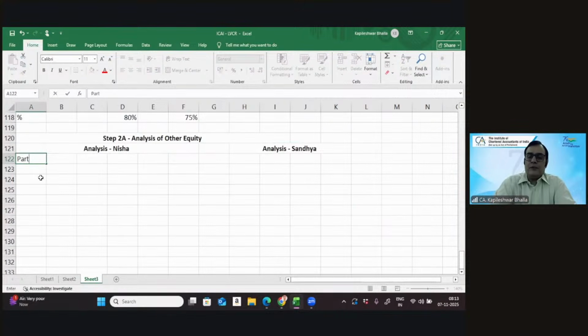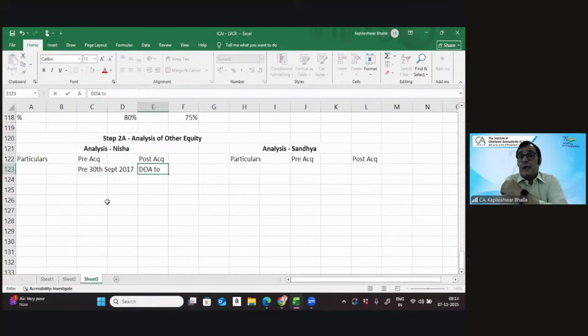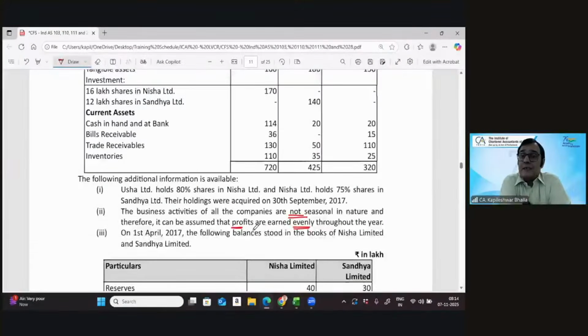So this is going to be particulars, this is going to be pre-acquisition, and this is going to be post-acquisition. Again, we consider this as particulars, and you organize the pre-acquisition and the post-acquisition as well. Define this as pre-30th September 2017. And this is from the date of acquisition to, and what is my balance sheet date in this case?